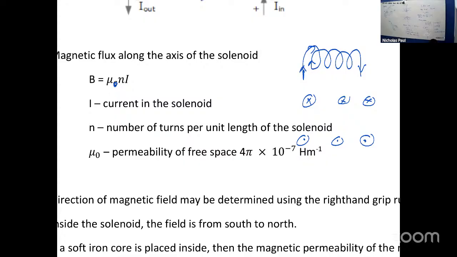So your thumb points towards magnetic north. So you're going in at the top, out at the bottom. So your thumb points here. Here is north, here is south. So it's leaving here and it's going in there. You see that?